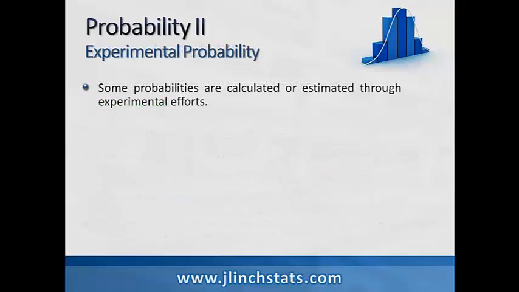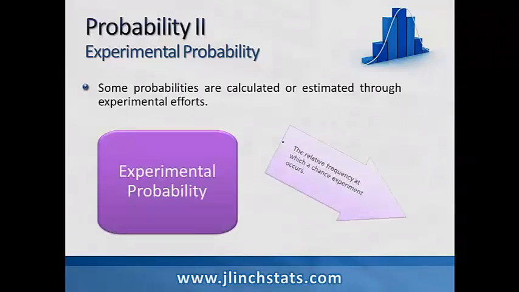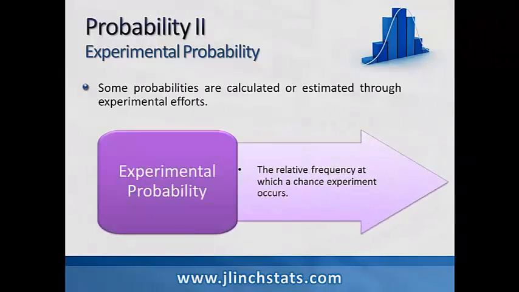Now let's talk about experimental probability. Some probabilities are calculated or estimated through experimental efforts. An experimental probability is the relative frequency at which a chance experiment occurs. Now recall, frequency is count, relative frequency was the percentage of observations. So in experimental probability, the relative frequency at which a chance experiment occurs is our experimental probability.